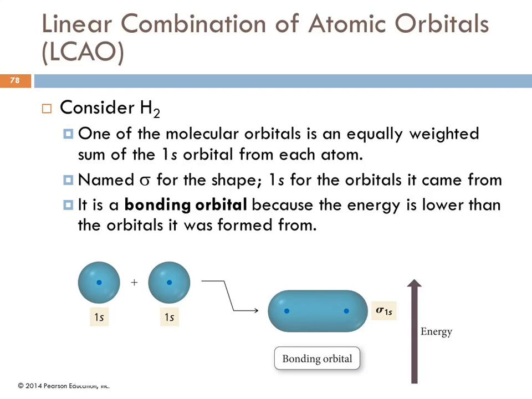Okay? So, any questions yet? We're taking these two shapes and combining them, equally weighted sum, linear combination of functions, and we get this shape.